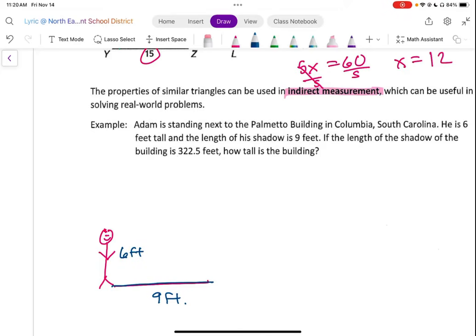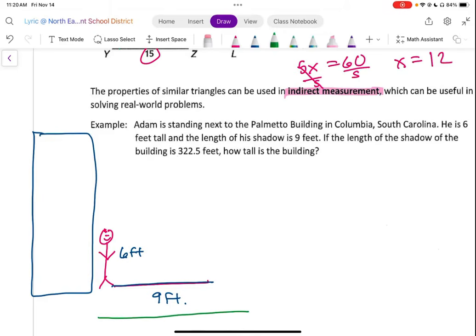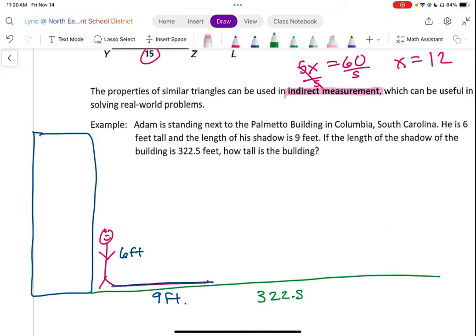If the length of the shadow of the building, let's say the building shadow is this green color, and the building shadow is 322.5 feet. How tall is the building?